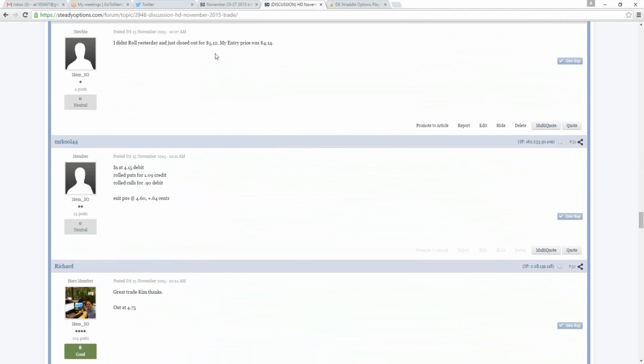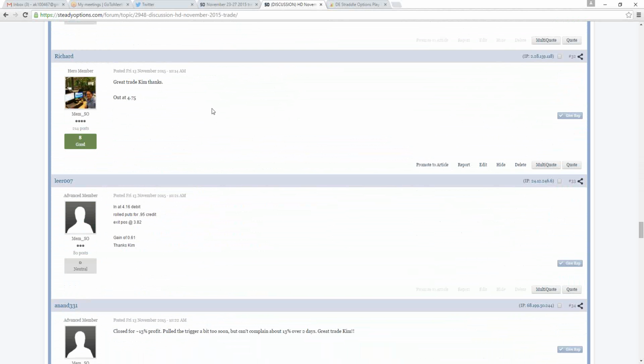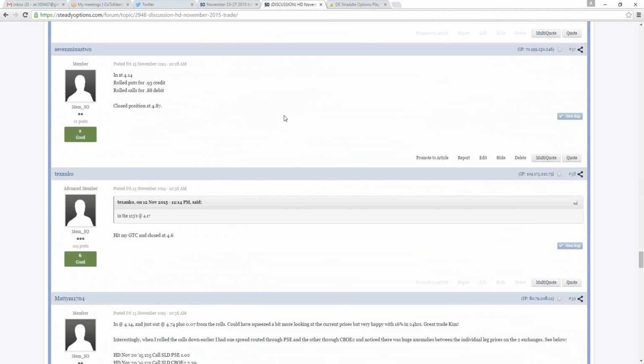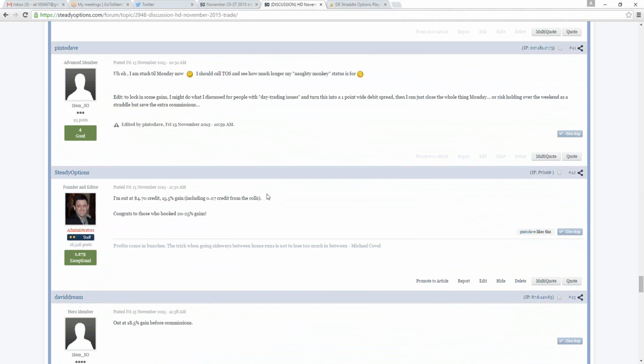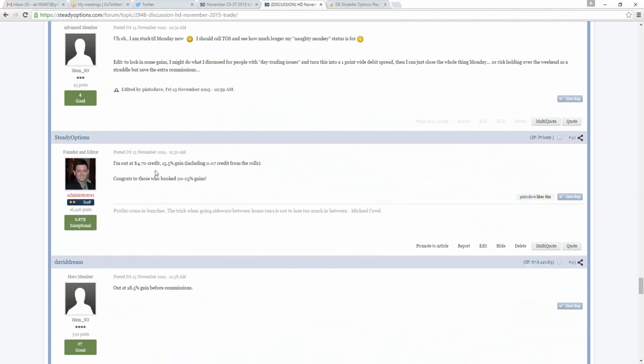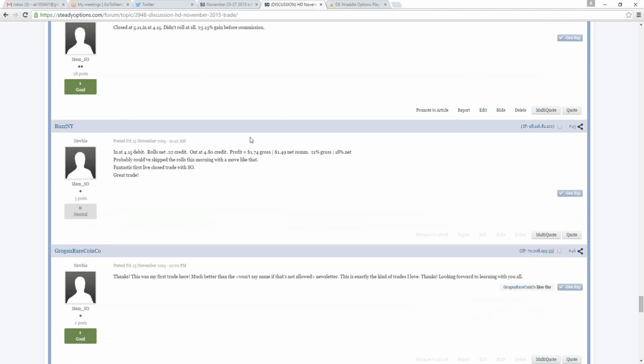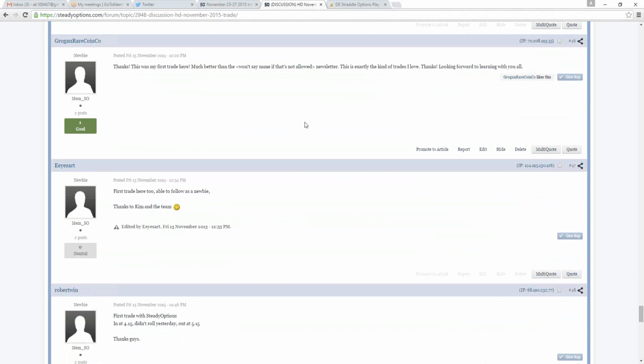And our members exited at 512, 475, close to a 13% gain, etc., etc. A 28% gain, and at this point I posted that I was out at 470, including 7 cents credit from the rolls. This is a 15% gain. And as you can see, many members actually did even better: 18%, 23%, 21%.